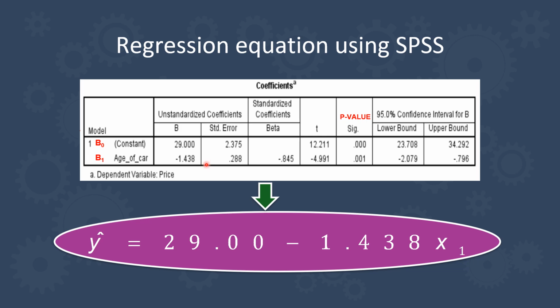1,400. So using the values from the coefficient table here, we can now write the regression equation in the form y hat equals the constant value that you get here, 29, and minus, because of the minus value here, 1.438 x, representing our independent variable, the age of car. So this is the regression equation we obtained using the example of car's price and their age.